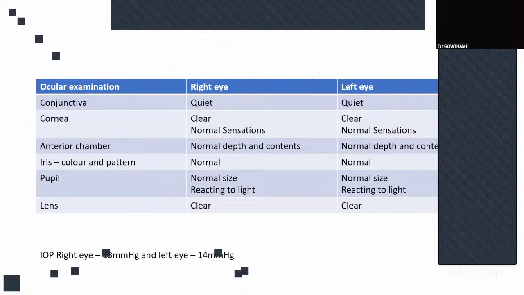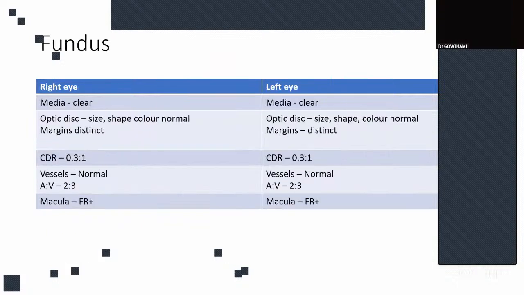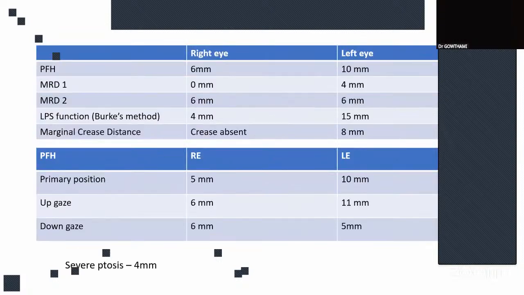Iris is normal in color and pattern. Pupil is normal size, reacting to light. Lens status is clear. And left eye IOP is 14 mm of Hg. Left eye fundus, media is clear. Optic disc is normal with distinct margins. Cup disc ratio is 0.3:1 serial. Vessels are normal and foveal reflex is present.